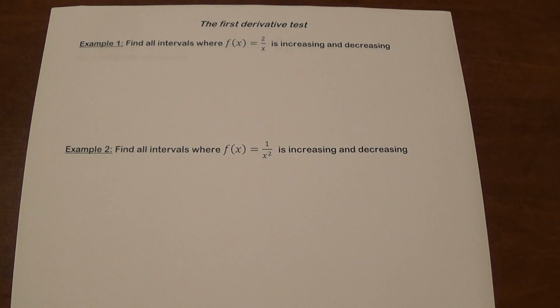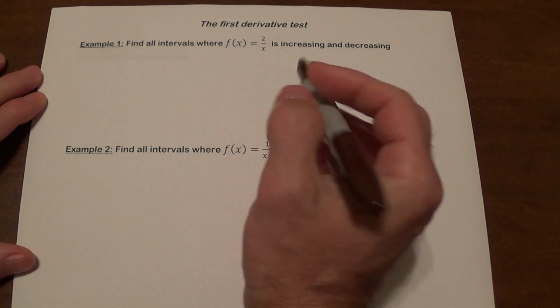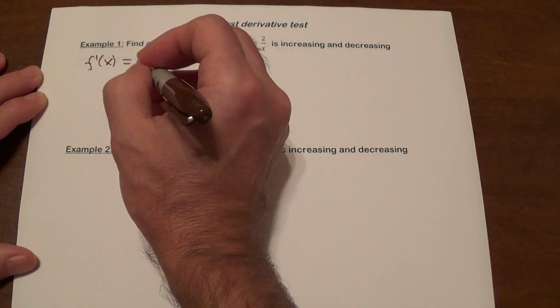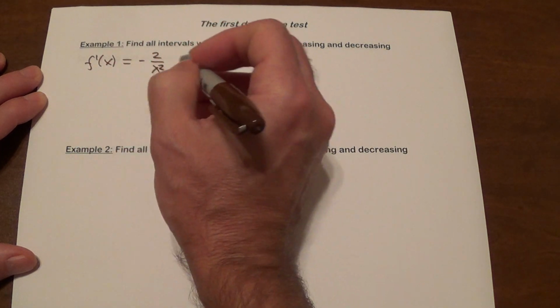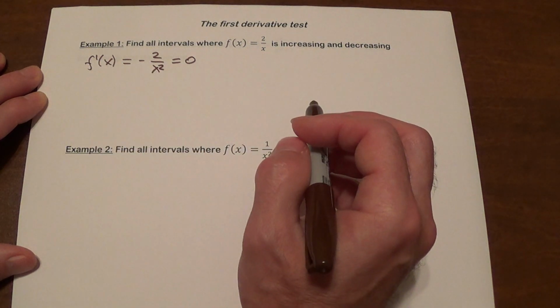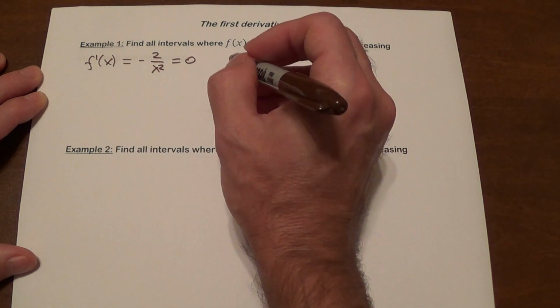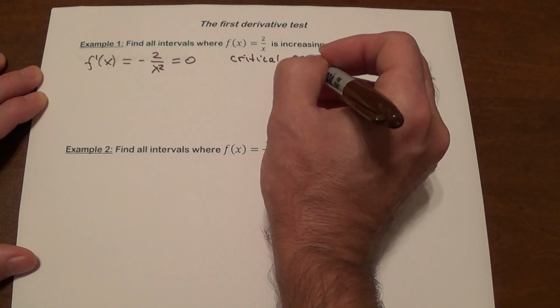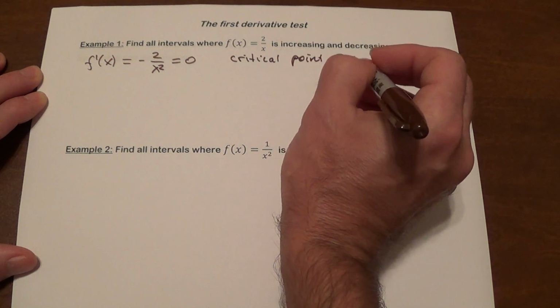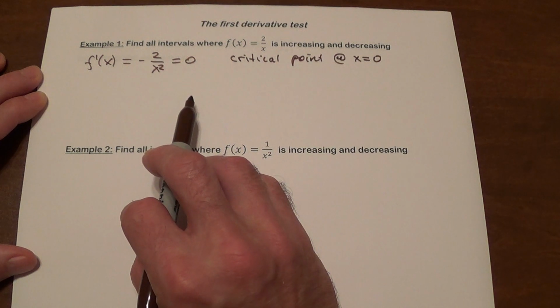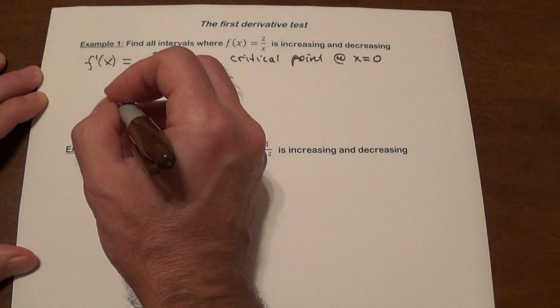Alright, so our first problem is find intervals where this function is increasing and decreasing. f of x equals 2 over x. So we're going to start by finding f prime of x, which is going to be negative 2 over x squared. We're going to set it equal to 0. This is never going to equal 0, but do we have any critical points? We do have a critical point here at x equals 0. Why? Because the derivative does not exist there, so it is also a critical point, and we have to acknowledge that.